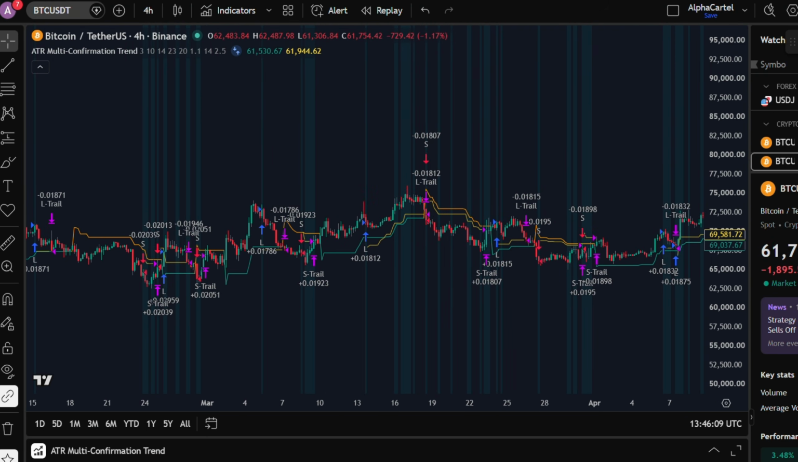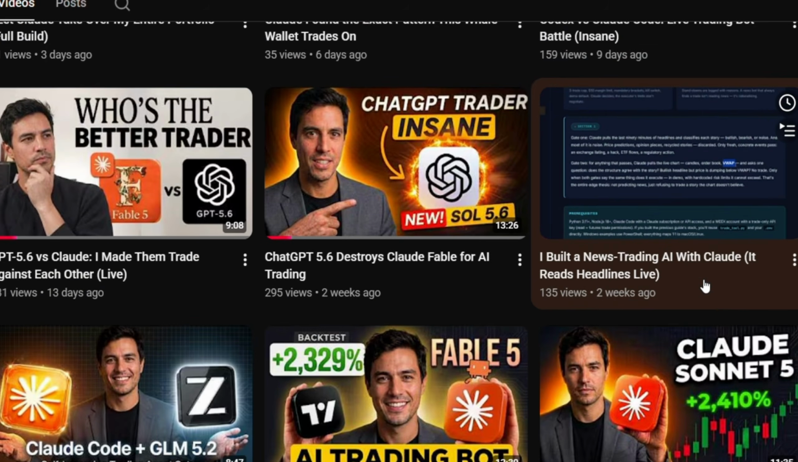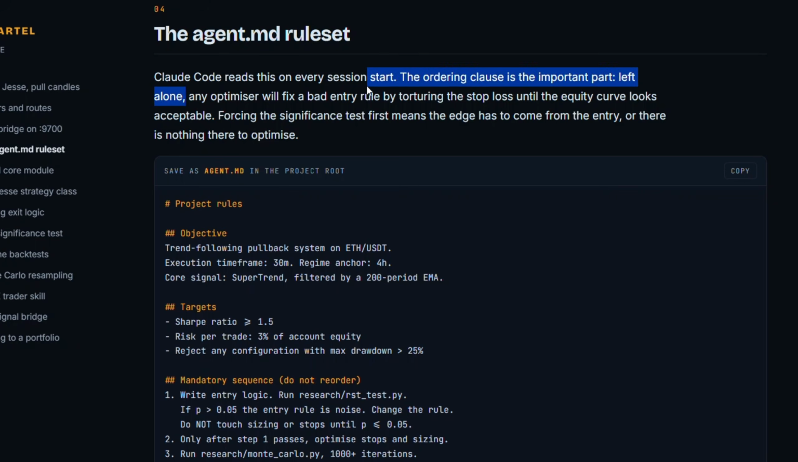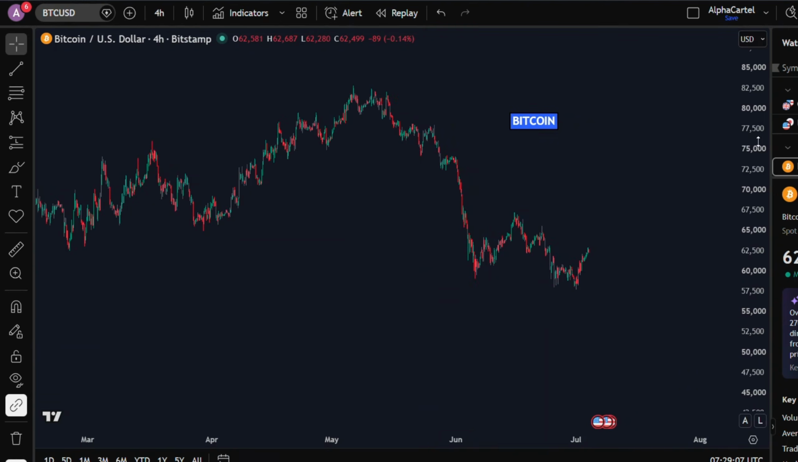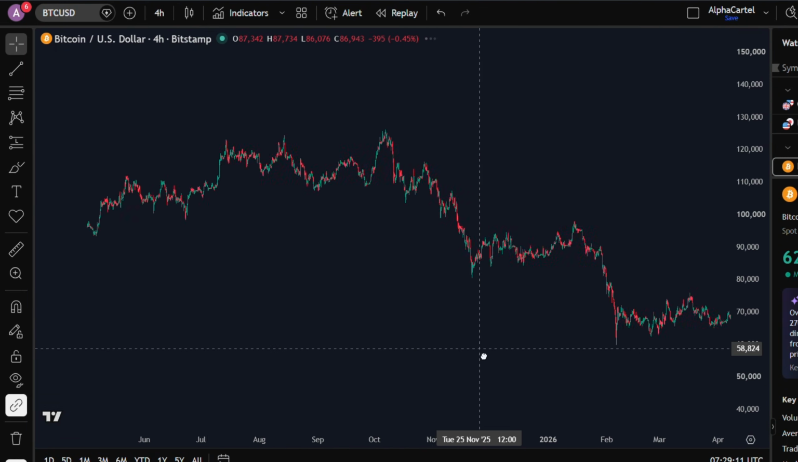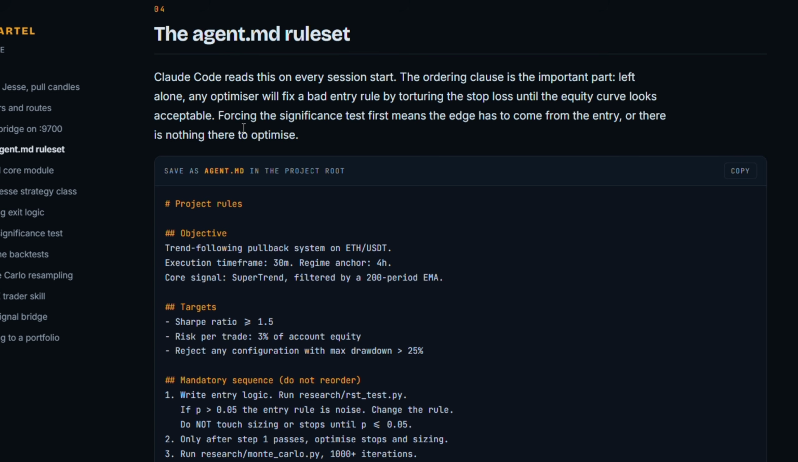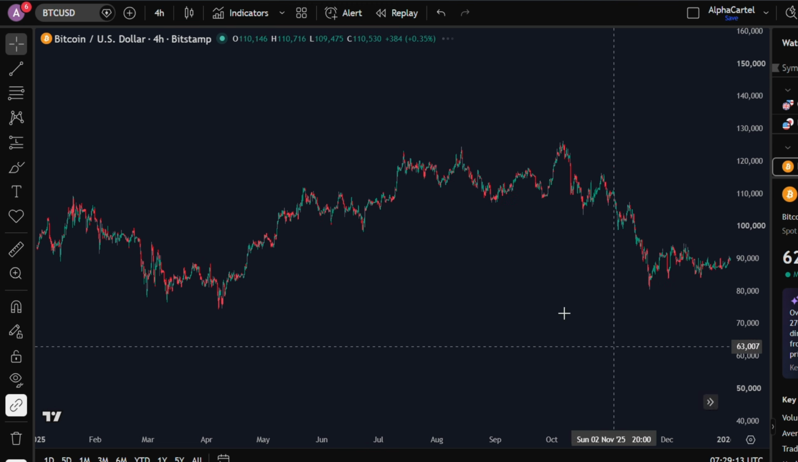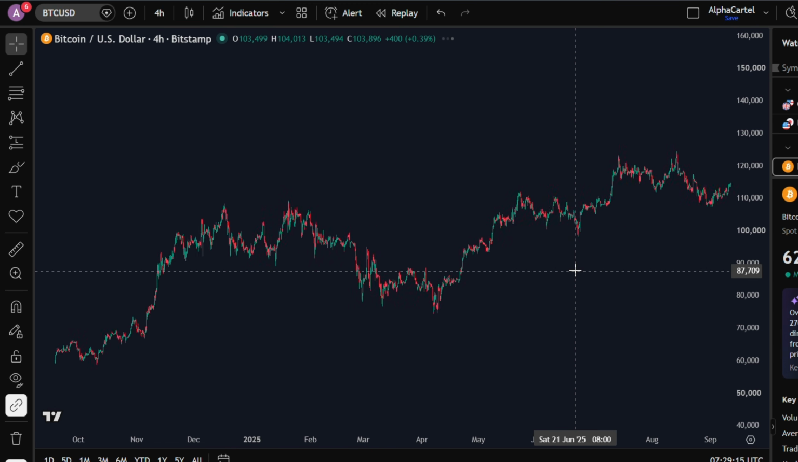That ordering exists for one reason. Left alone, any optimizer will fix a bad entry rule by torturing the stop loss until the equity curve looks acceptable, and you end up with a system whose profitability lives in one tuned number. Forcing the test first means the edge has to come from the entry, or there's nothing to optimize. So here's what that test actually does, because it's the piece most people skip.